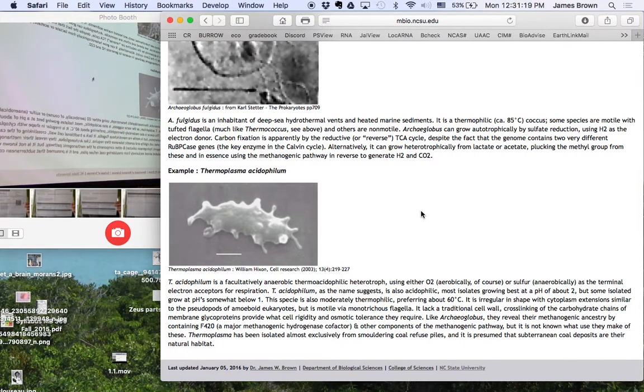Here's one of my favorite organisms, Thermoplasma. It's the weirdest looking organism in the world. It looks like an amoeba. It's bacterial size, though. This organism has been isolated worldwide from one kind of environment only, from burning coal refuse piles. So, I talked about this before, right?